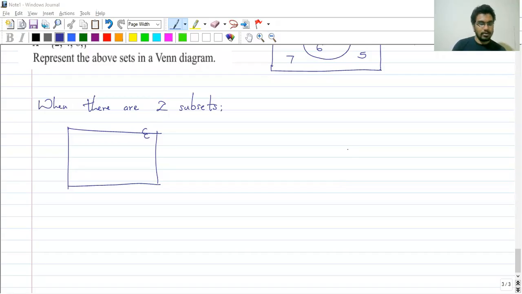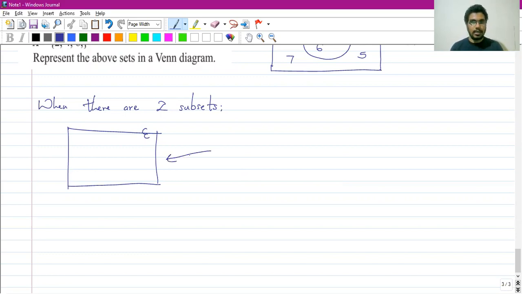When there are two subsets, we can take it like this way. So first instance is like this. There is the universal set like this way. Then there will be two subsets. So we can draw these circles separately like this way. So this will be set A, and this set will be B. So this instance means there are no common elements for A set and B set.